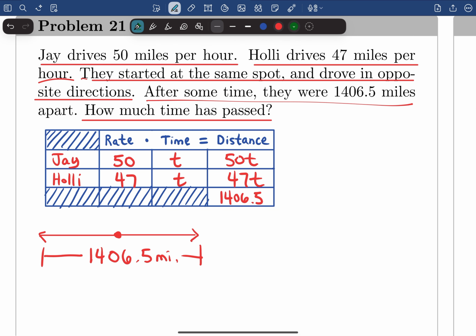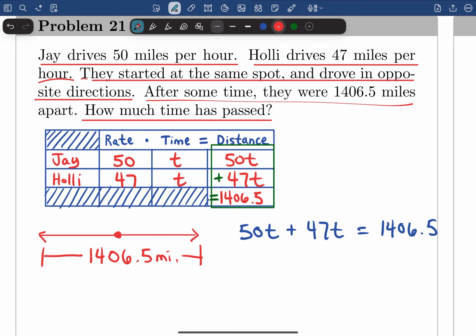Okay, and now the important thing is this column right here that we have organized, because I can take the top row and add it with the second row and set it equal to the bottom row like this, because I know the total distance for both of them will be 1,406.5. So at this point, I'm going to write the equation out. I'm going to write 50t plus 47t equals 1,406.5. And now I have an equation that I can solve for the time t.